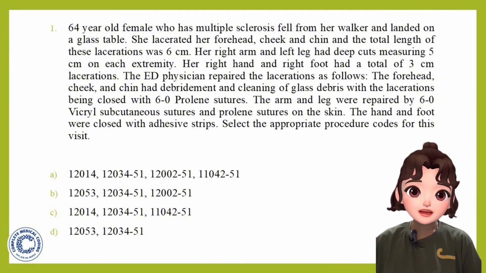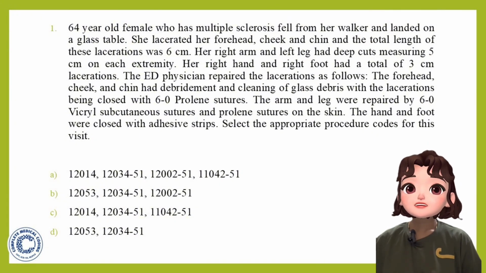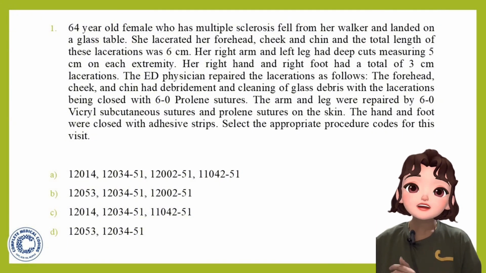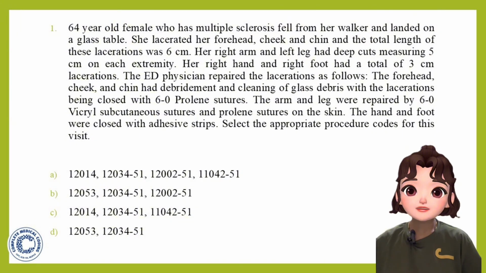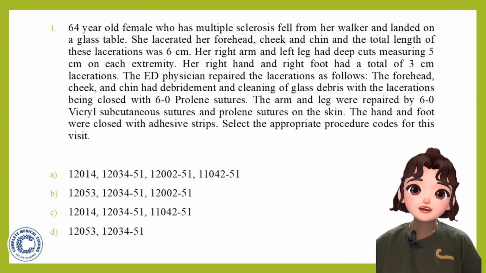Then that also we need, because in the question it is mentioned both the lacerations. The forehead, cheek and chin is mentioned, which should be coded first, and second it's mentioned on the extremities, upper and lower extremities. So that also needs to be coded. So it's marked with a modifier 51 because it's a multiple procedure, right?